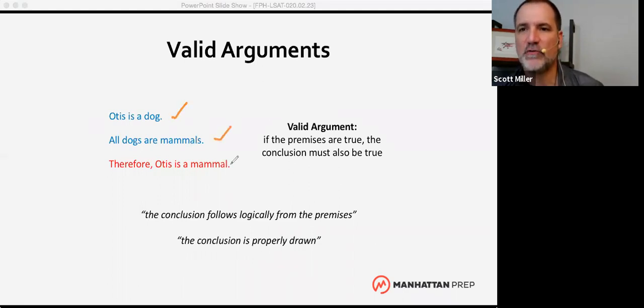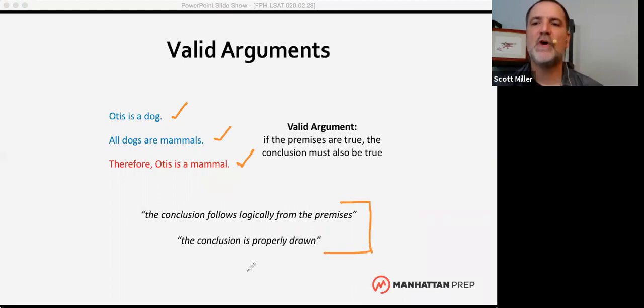And it actually is true that all dogs are mammals. So if both of these are true, then it must be true that Otis is a mammal. Right? That's what we mean by a valid argument. There's no way that the conclusion could be false. The way the LSAT will describe this is the LSAT will say the conclusion follows logically from the premises. That's how the LSAT would describe a valid argument, or the LSAT would describe a valid argument by saying the conclusion is properly drawn.